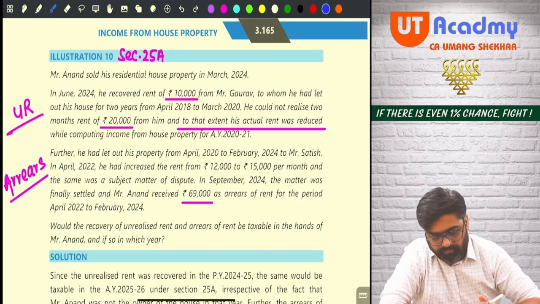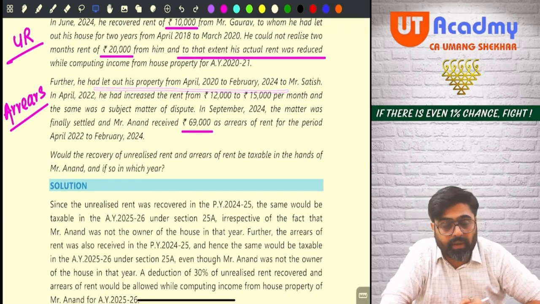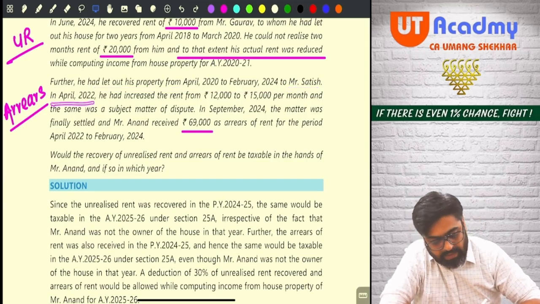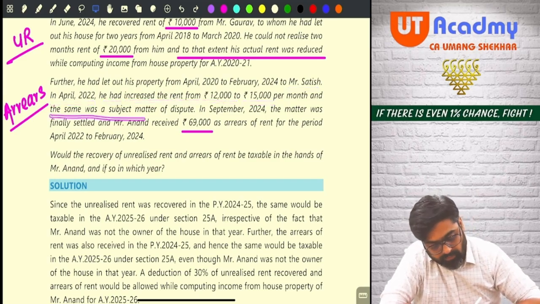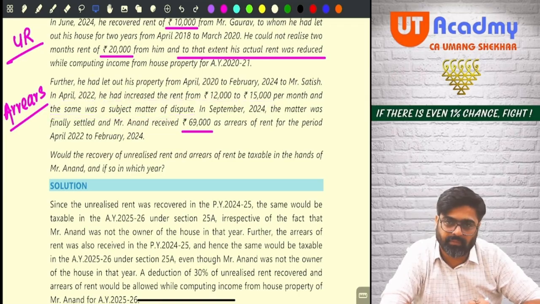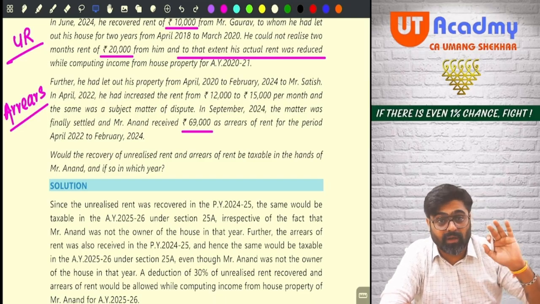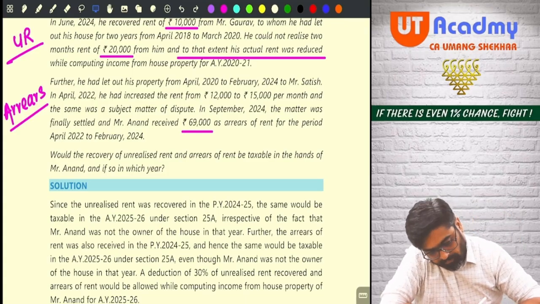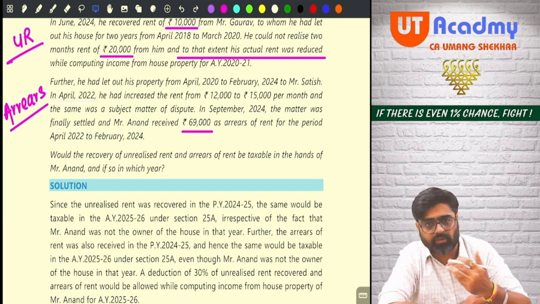Next one. See, now they are saying further he had let out this property from April 20 to February 24 to Mr. Satish. In April 22, he had increased the rent from 12,000 to 15,000 per month, and the same was subject matter of dispute. Meaning that the tenant was not ready for that appreciation in the rent. The tenant was reluctant to pay that extra 3,000. Yes or no? Now, and this happened in April 22, huh? From April 22, the rent was increased.